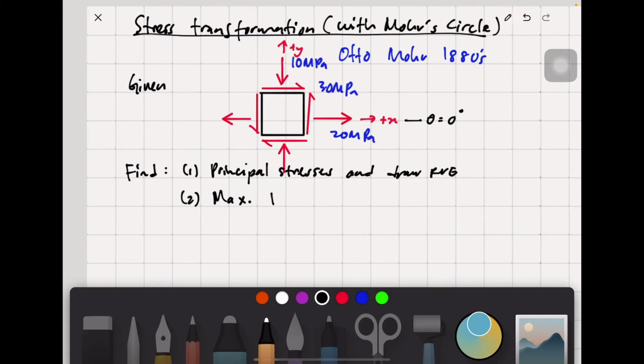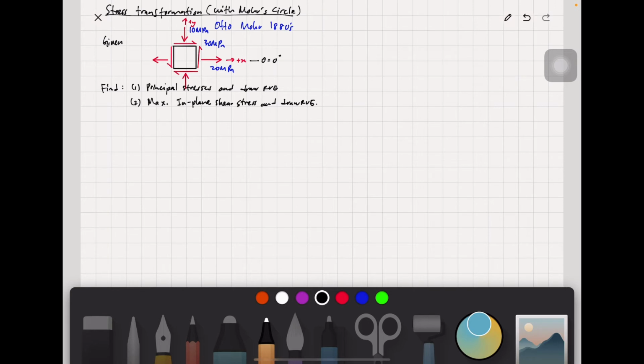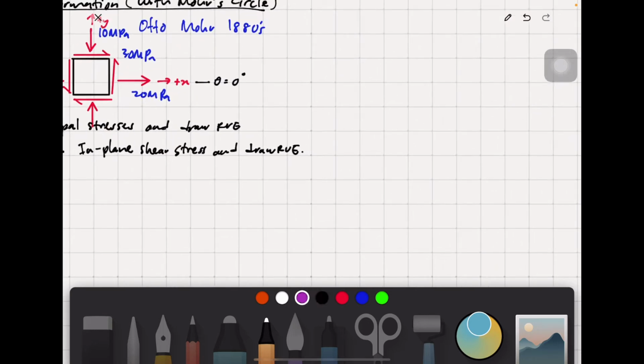You can easily relate with the previous example. In plane shear stress, and we need to draw the RVE for this property also in plane shear stress. So going step by step for drawing Mohr circle, you're going to need, first of all, establish. So this is step by step.